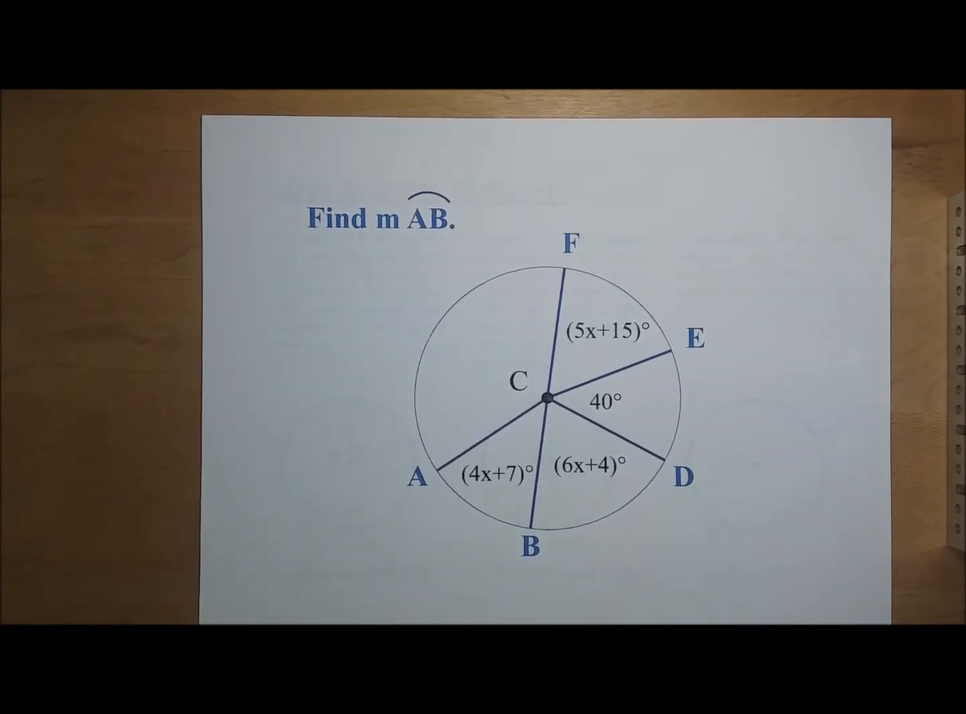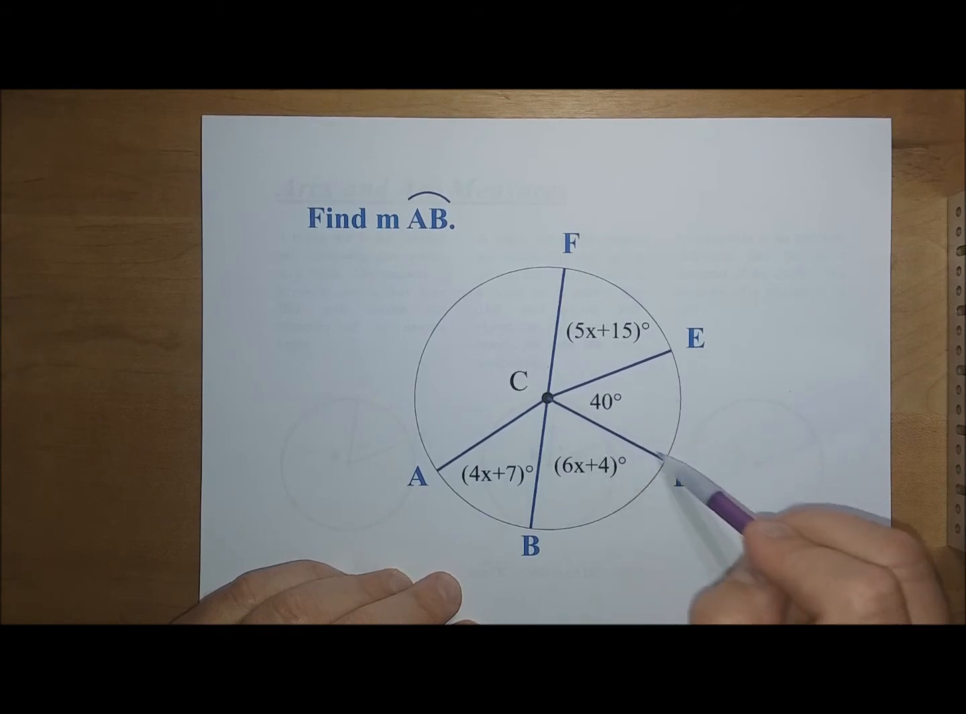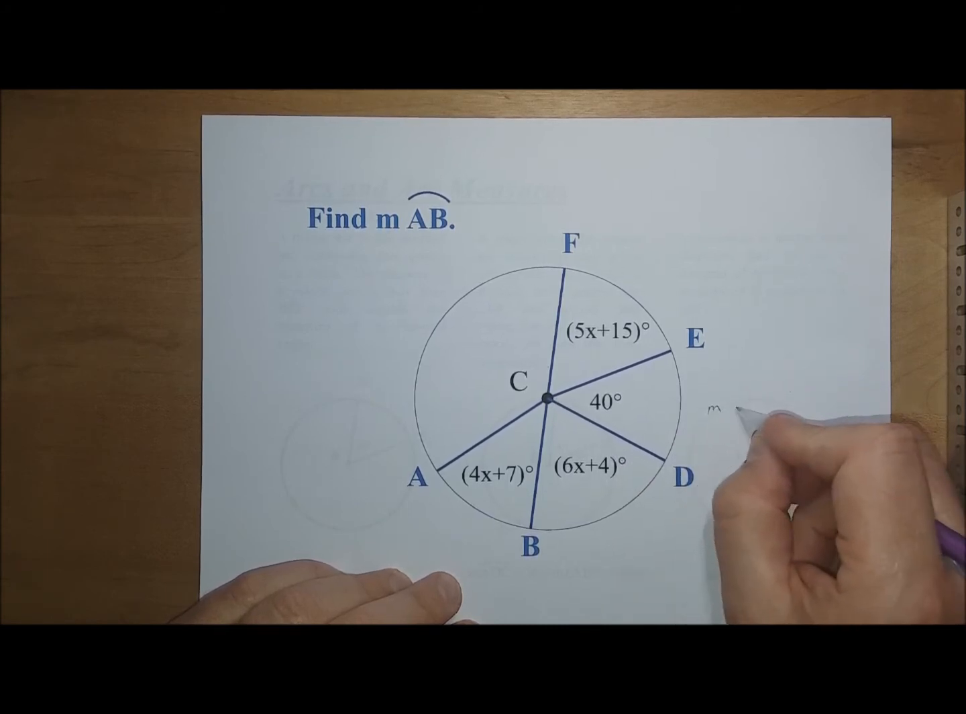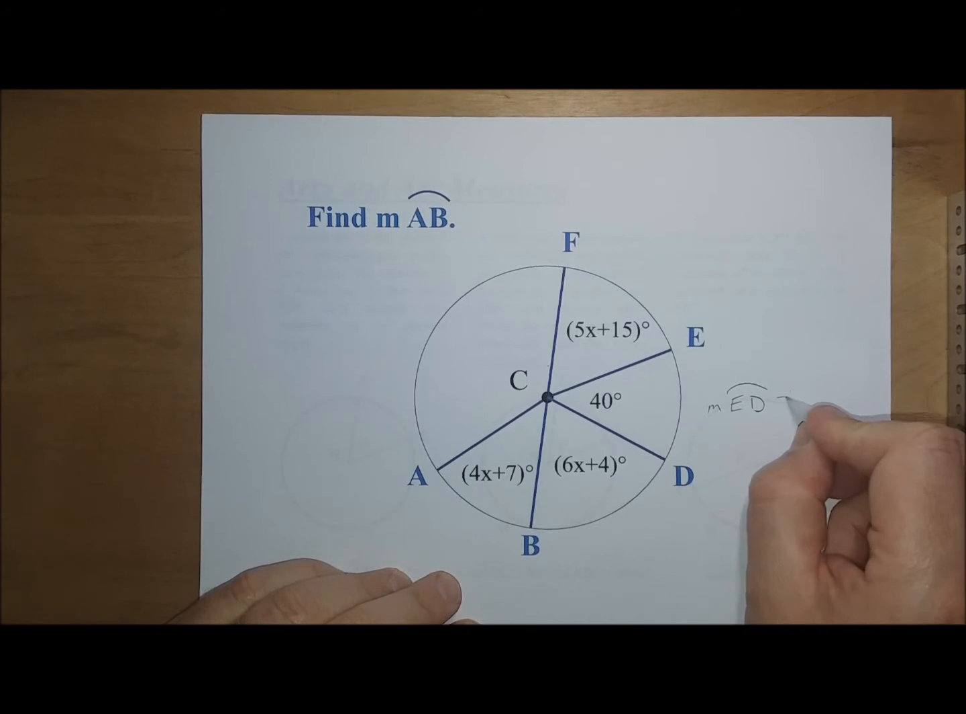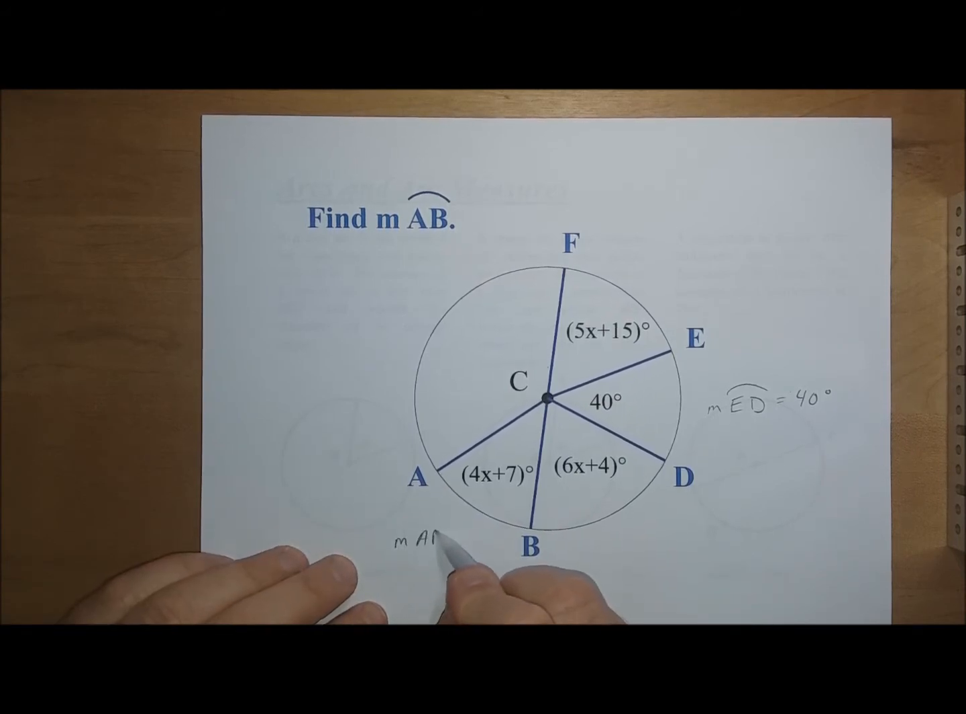All right, let's try another one. This time they want us to find the measure of arc AB. Okay. So here's arc AB, and an arc in a circle is going to have the same measure as its central angle. So for instance, I would say that arc ED here, if its central angle measures 40, then the measure of arc ED equals 40 degrees. Okay, so could I use what we know here to find the measure of arc AB? That's what they want us to find.